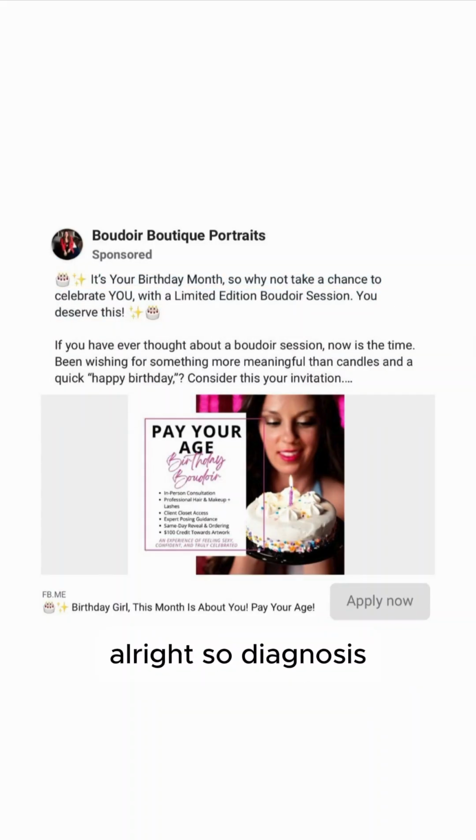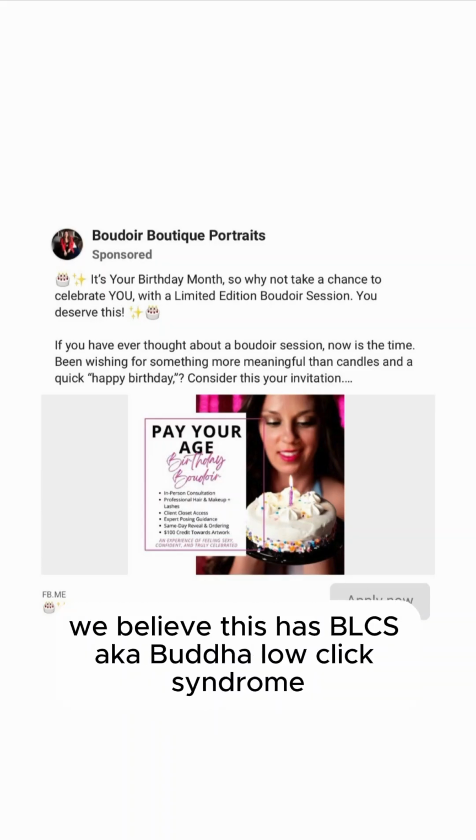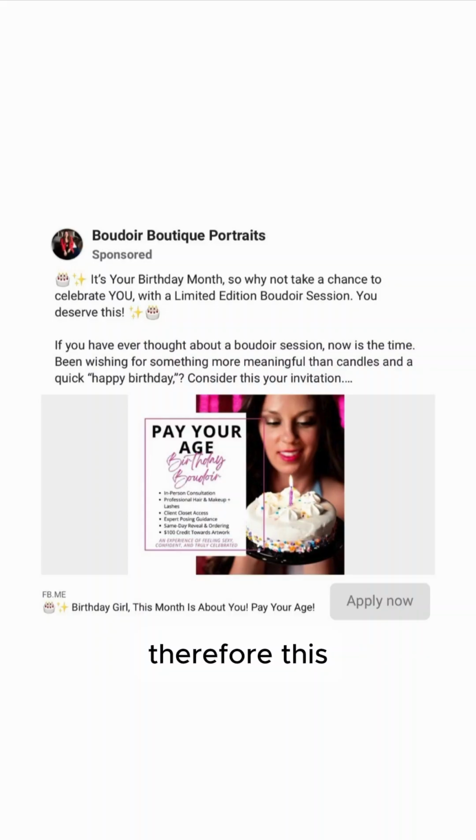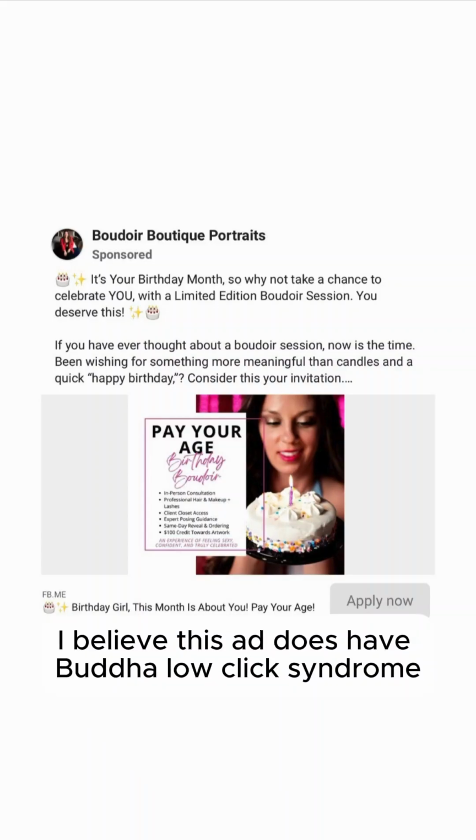All right, so diagnosis: do we believe this has BLCS, aka Boudoir low click syndrome? Yes, I believe the unique CTR is under 6%. Therefore, I believe this ad does have Boudoir low click syndrome.